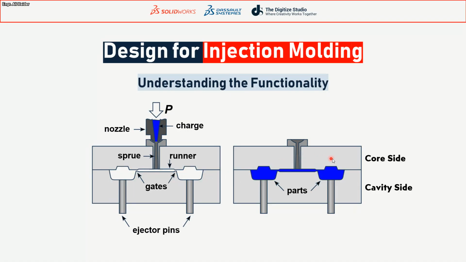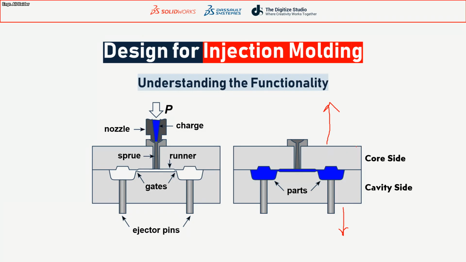And on the right side you can see we have a core side and a cavity side. What the core side does is it can move in the upward direction, and the cavity will move in the downward direction. So in the next slide we will be covering some important terms. For that you need to understand that once we have our part in the middle of core and cavity, then we need to open our mold.